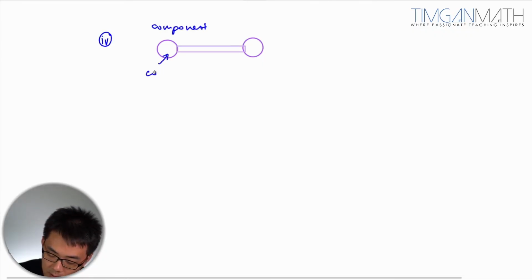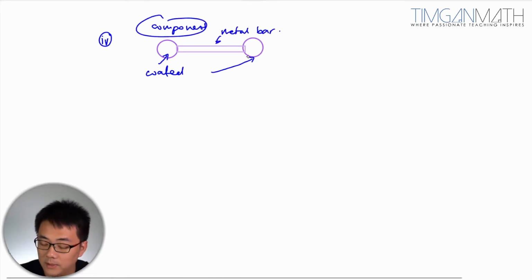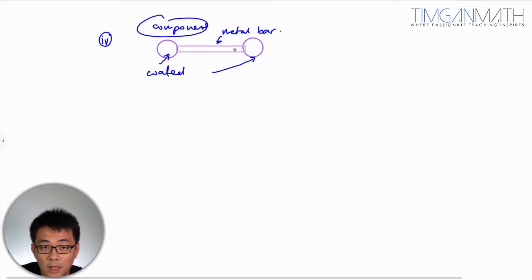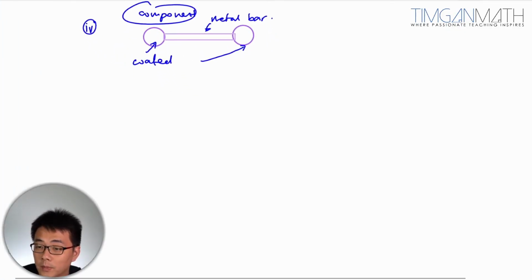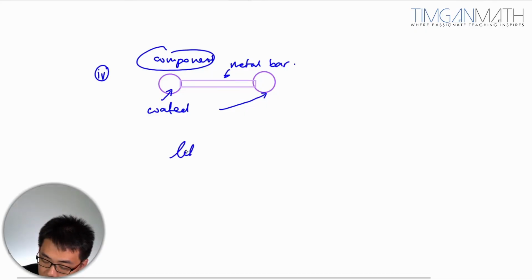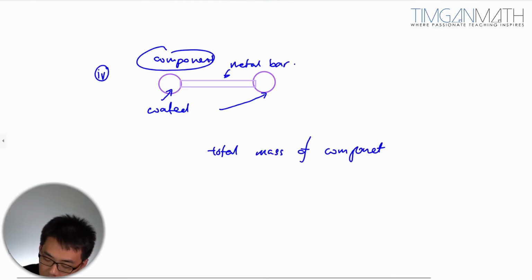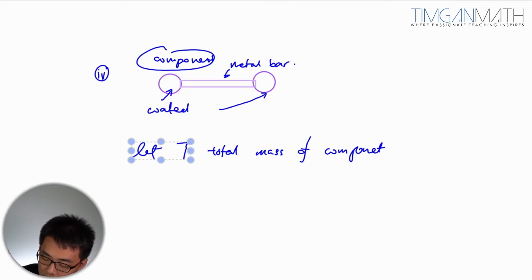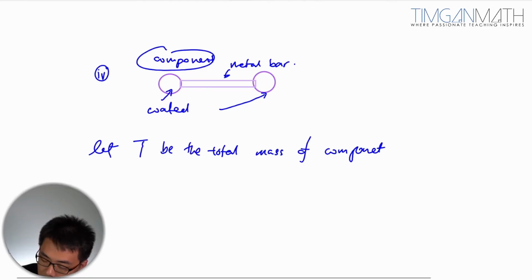Okay, so this is coated and coated here. This is the metal bar. That is what they're trying to say. Okay, so there's a metal bar in between. So it's made from 2 metal spheres joined by a short metal bar. So the probability that the total mass of a component. So let T be the total mass of the component.